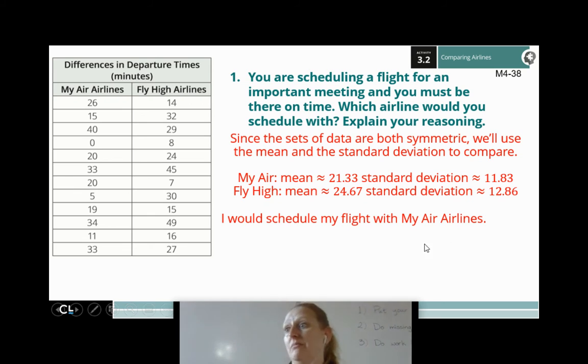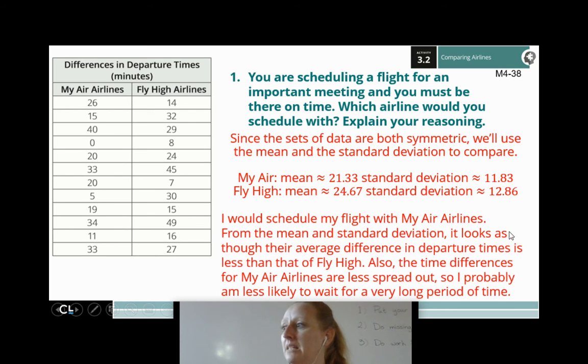So I'm going to schedule my flight with My Air Airlines. Absolutely, I am. It had a lower mean and it was more consistent. It had less spread. It had a lower standard deviation. Yeah, My Air Airlines. Y'all winning.